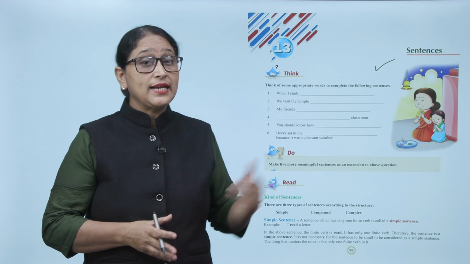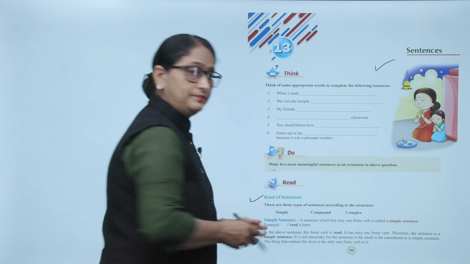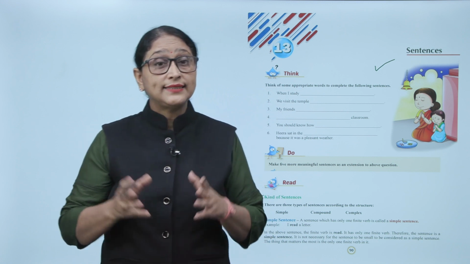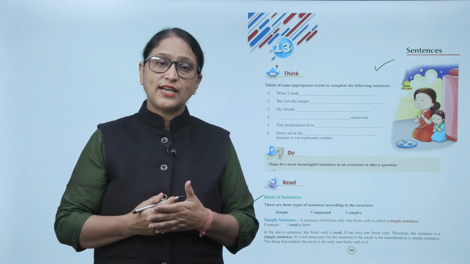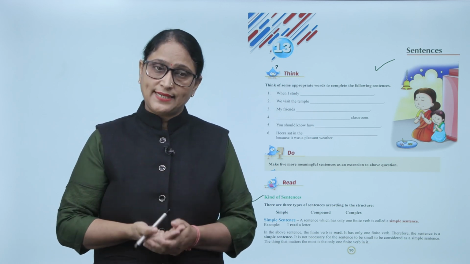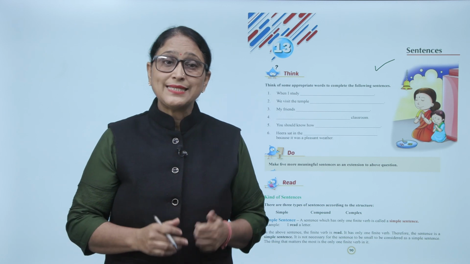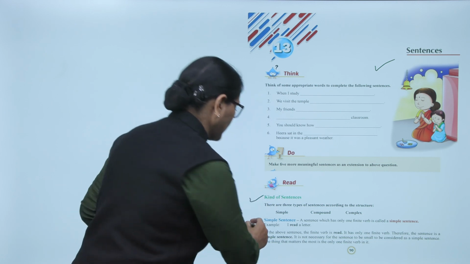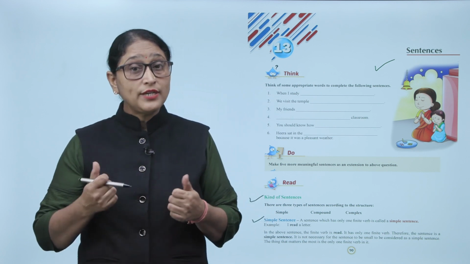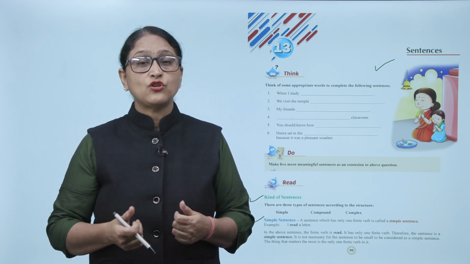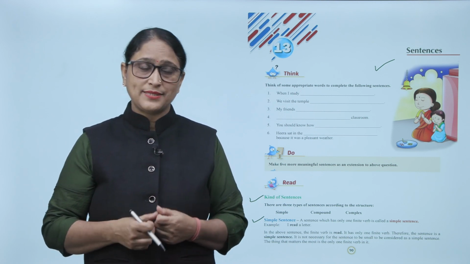Now read kinds of sentences. There are 3 types of sentences according to the structure. Structure के according 3 type के sentence होते हैं. Simple, compound and complex. First one is simple sentence. A sentence which has only one finite verb is called a simple sentence. जिसमें एक finite verb होगा वो simple sentence.